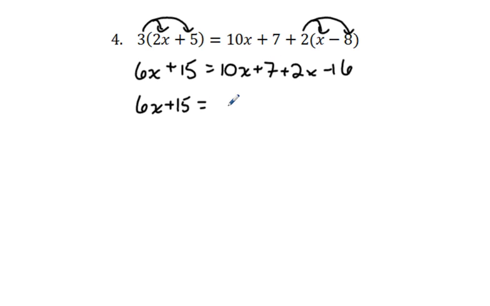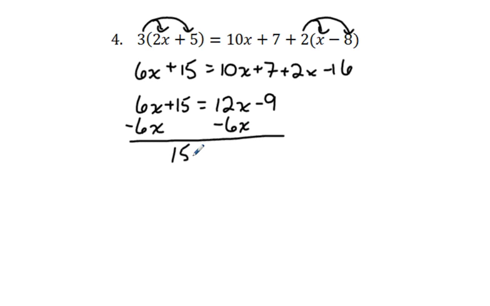So 10x plus 2x is 12x. 7 minus 16 is negative 9. So now I need to get the x's all on one side. There's more positive ones over here, so I'm going to subtract 6x from both sides to keep it positive. We get 15 equals 6x minus 9.